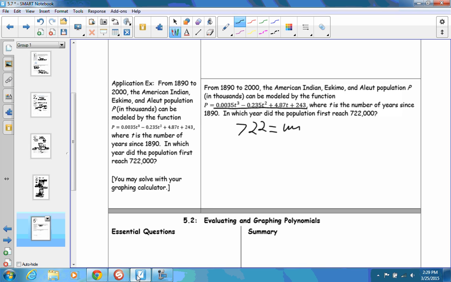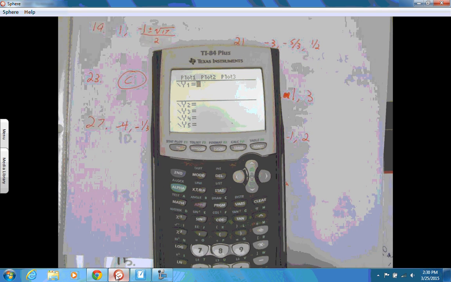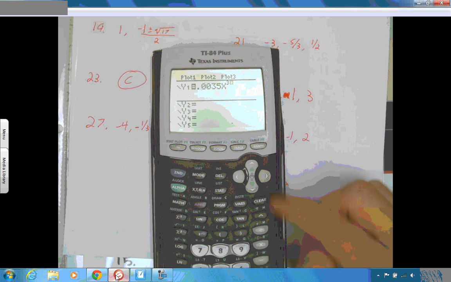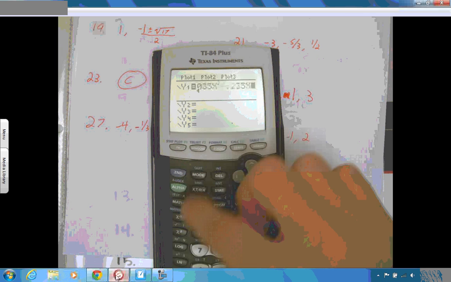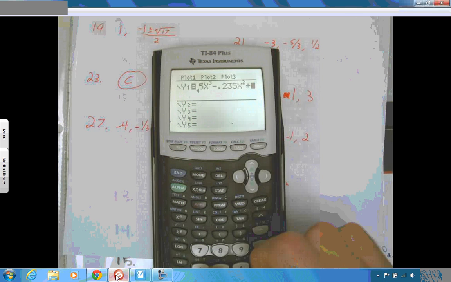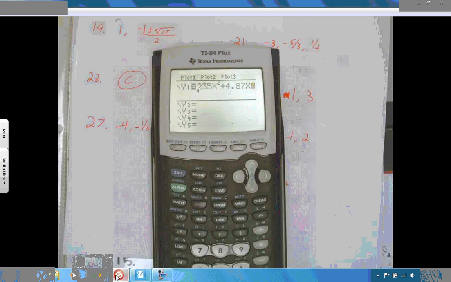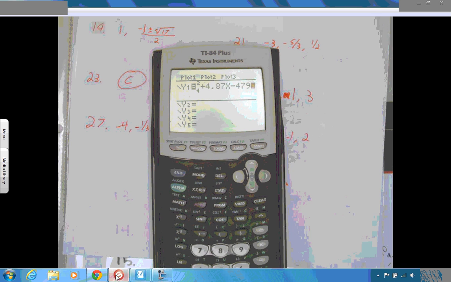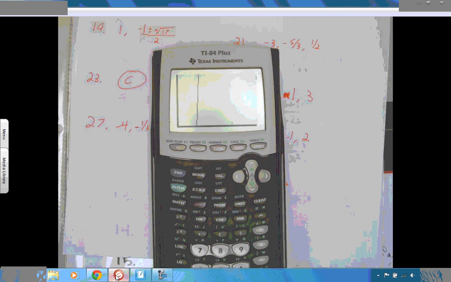So this actually becomes, and I'll just type it. Don't you select one that says x-intercept? I mean, intersect. So I want 0.0035 x to the third, minus 0.235 x squared plus 4.87 x, and then it was plus 243, but 243 minus 722 is what? Negative 479. All right. So if I graph that, mine looks different than yours.